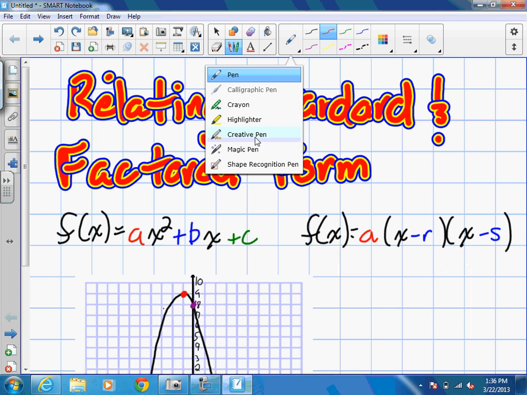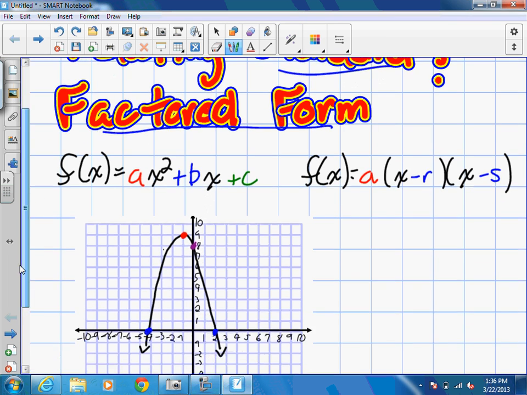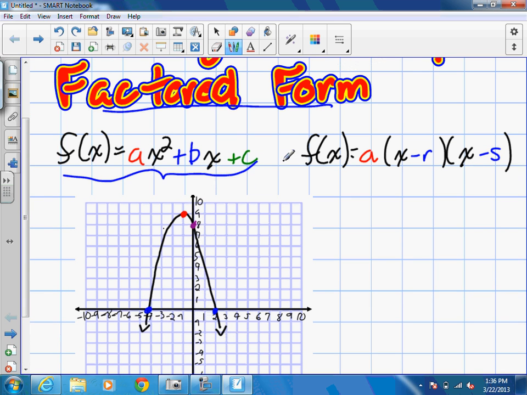Okay, so we're focusing on relating standard and factored form. Right here, we have two forms of a quadratic. Okay? What we're going to do is show how both these forms represent the same graph.